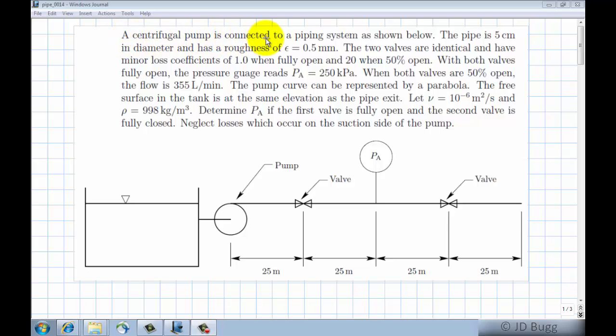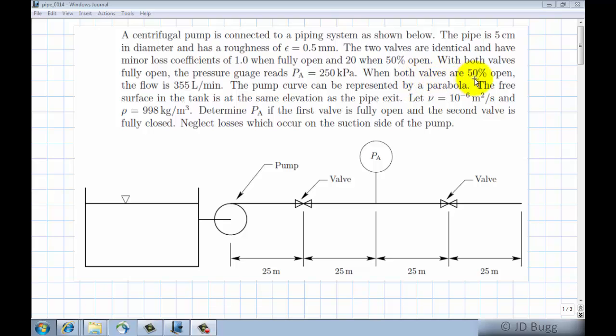A centrifugal pump is connected to a piping system as shown below. The pipe is 5 centimeters in diameter and has a roughness epsilon of 0.5 millimeters. The two valves are identical and have minor loss coefficients of 1 when fully open and 20 when 50% open. With both valves fully open, the pressure gauge reads 250 kilopascals.